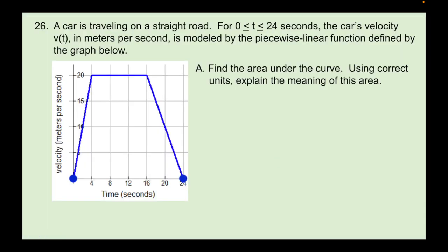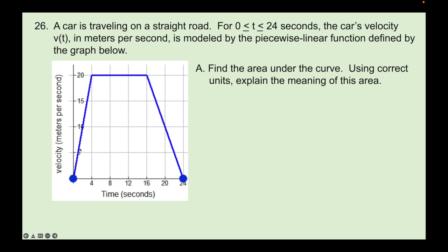So for 26, a car is traveling on a straight road between 0 and 24 seconds. The car's velocity, v of t, in meters per second is modeled by the piecewise linear function defined by the graph below. For part A, find the area under the curve. Using correct units, explain the meaning of this area.